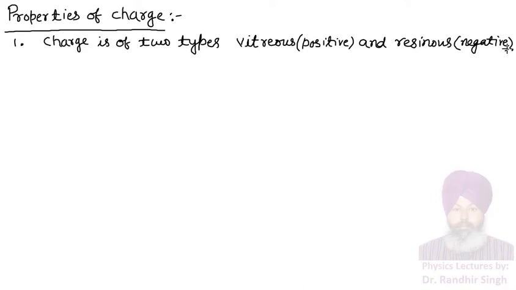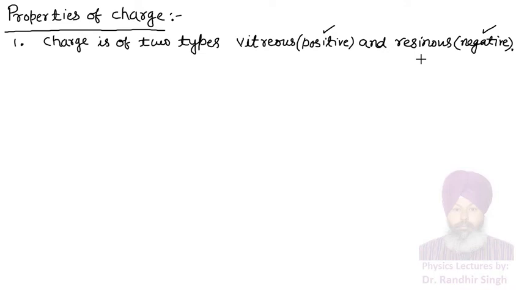So now we will be sticking to these two names, that is positive and negative, because vitreous and resinous are only the historical names of the two types of the charges. These are no longer used in the literature, so we will stick to two kinds of charges, and we will stick to the names positive and negative.